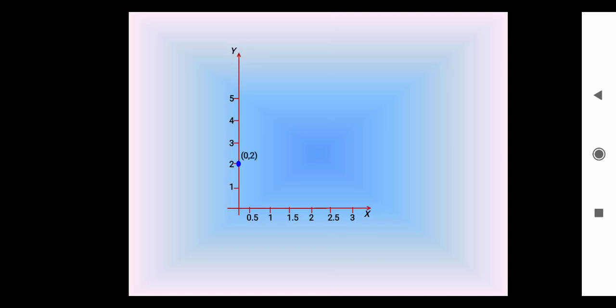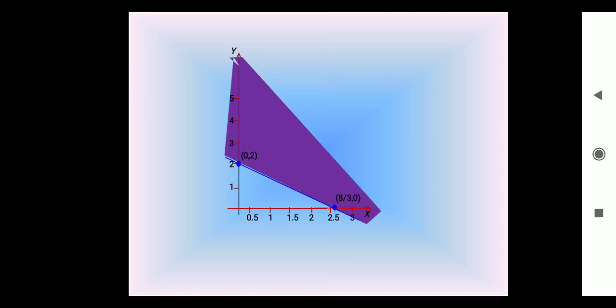First point is (0, 2), second point is (8/3, 0). Joining these 2 points, and now we have to observe the first inequality, that is greater than or equal to 8. When substituting x and y as 0, we get 0 is greater than or equal to 8, which is a false result. Therefore, we are shading away from the origin.